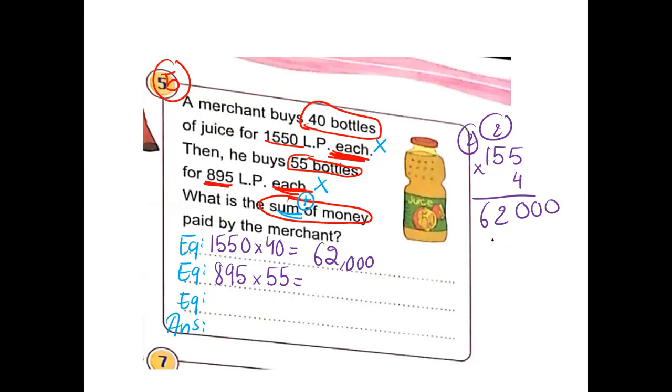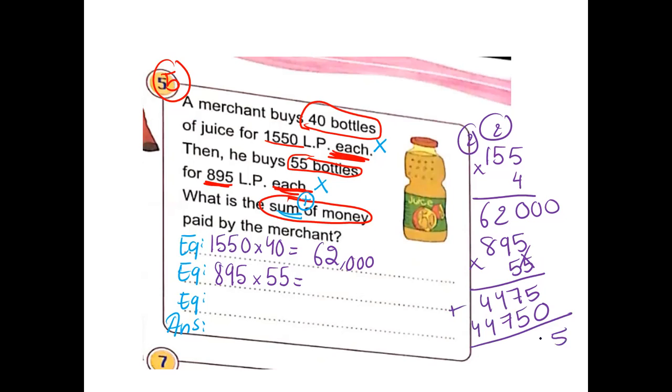The second one, 895 times 55. 5 by 5, 25. 5 by 9, 45 plus 2, 47. 5 by 8, 40 plus 4, 44. Start a new line with 0. Erase the numbers that are written up because we have 2 digits. كمان عندنا 5, so it's the same as the first one. I will copy the answers. And both of them times 5. 5, 7, 4, 4.